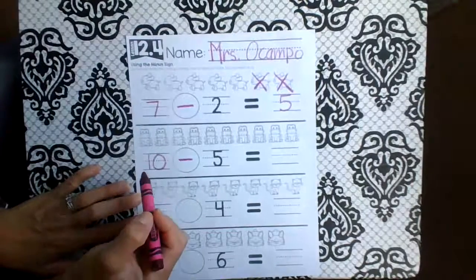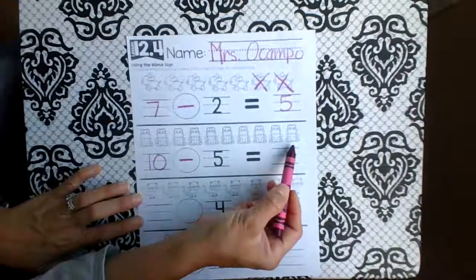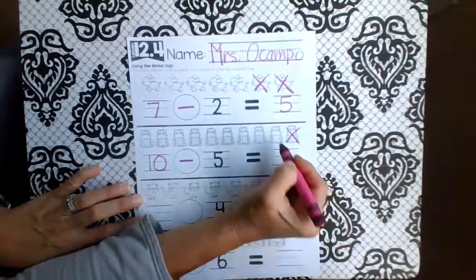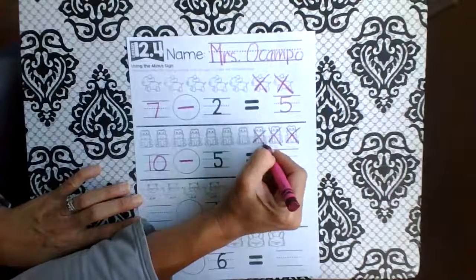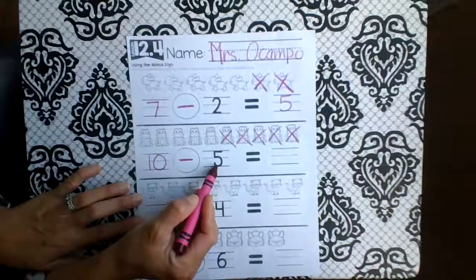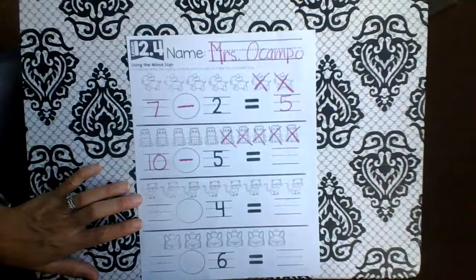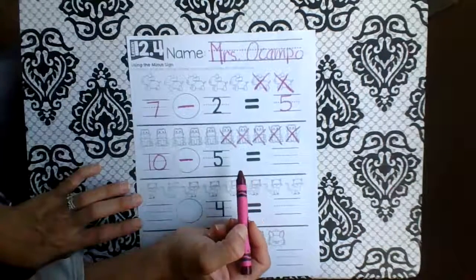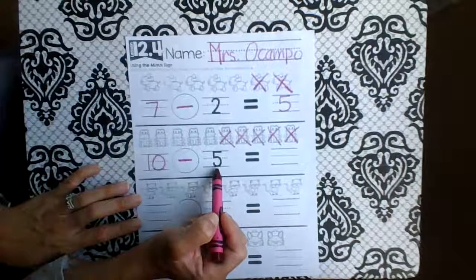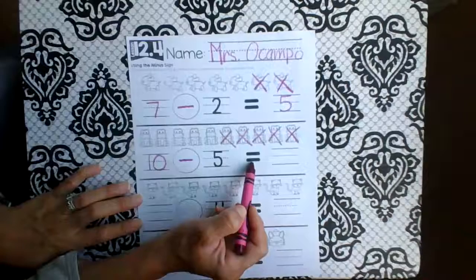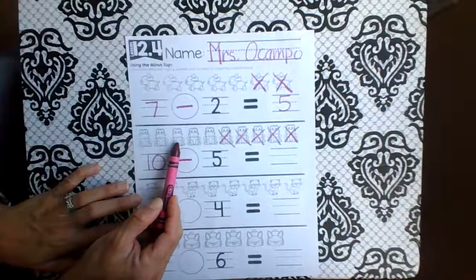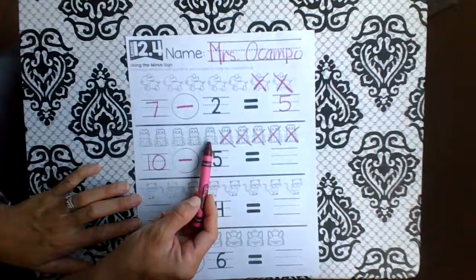So we had 10 frogs. Ta-da! We are taking away 5 of them. Any 5 frogs you want. 1 frog, 2, 3, 4, 5 frogs. Okay, we took those away. So we had 10 frogs minus 5. We took 5 of them away. Equals, now how many are left? Let's count them. 1, 2, 3, 4, 5.